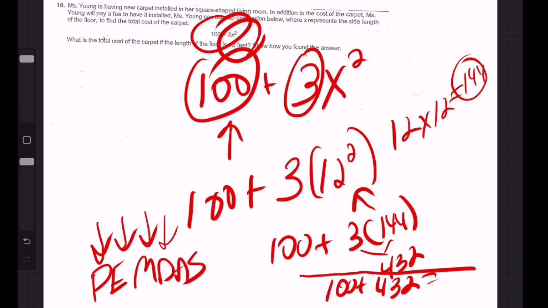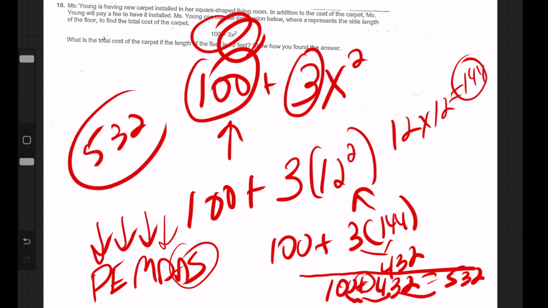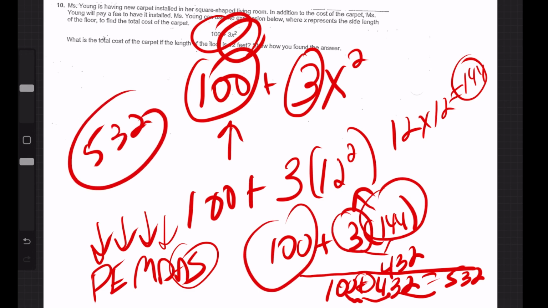Do we have any division or multiplication left? We don't. We've just kind of got this 100 plus 432. So all we have is addition and subtraction. Let's figure out our answer. We've got 100 plus 432, and that's going to give us 532. So the final answer is $532. How'd you do on this one?